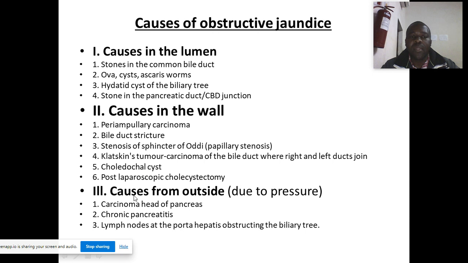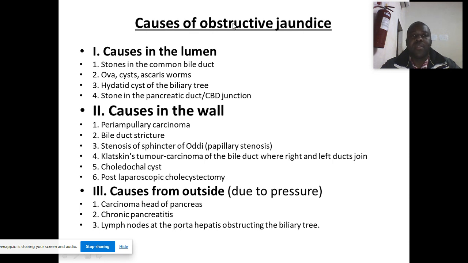Laparoscopic cholecystectomy is a minimally invasive surgery to remove the gallbladder. Others are causes from outside the biliary system, like carcinoma of the head of the pancreas, which can add pressure on the secretion of bile, chronic pancreatitis, and lymph nodes at the porta hepatis obstructing the biliary tree.